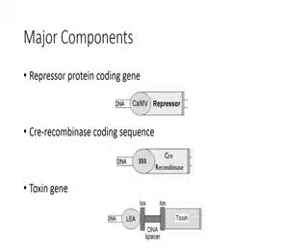Otherwise, if Cre is not expressed, LOX P is not removed and this toxin is not expressed. So this is what we have to understand: how the seeds are produced.